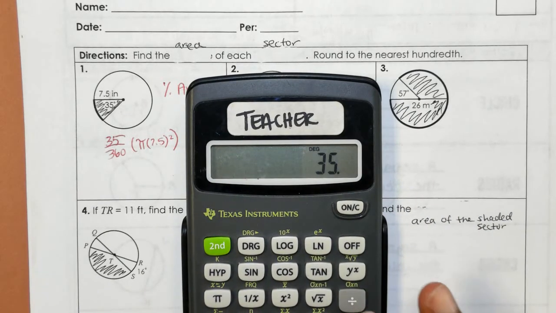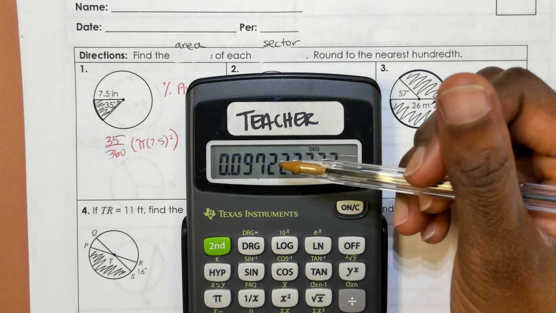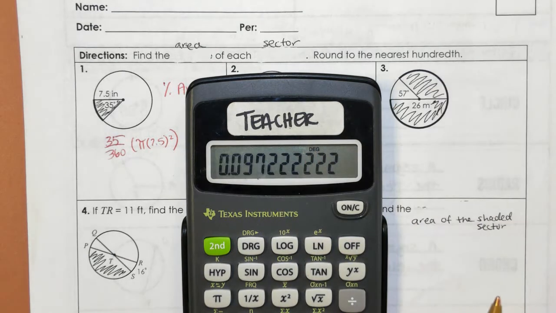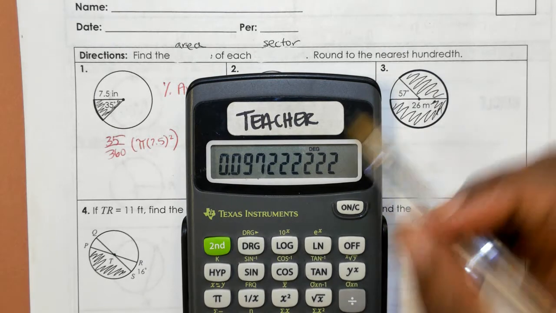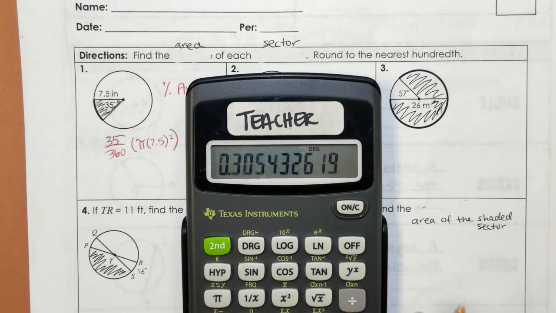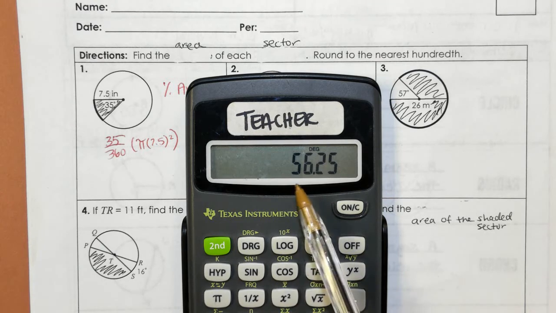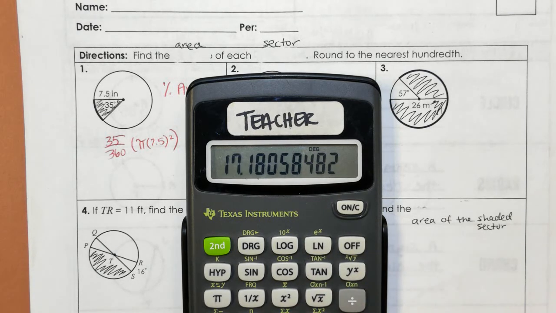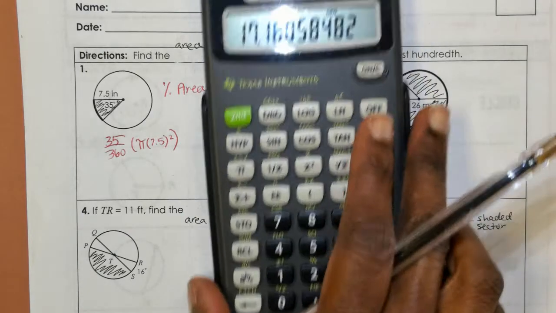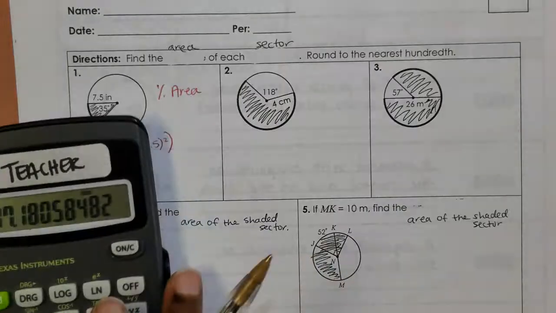So 35 divided by 360. So it's really close to 10% of the circle's area is how much we want. And then we're going to times it by pi, times it by 7.5, and square that. So this is just telling us the 7.5 squared until we hit the equals button. So 17.18 to the nearest hundredth.